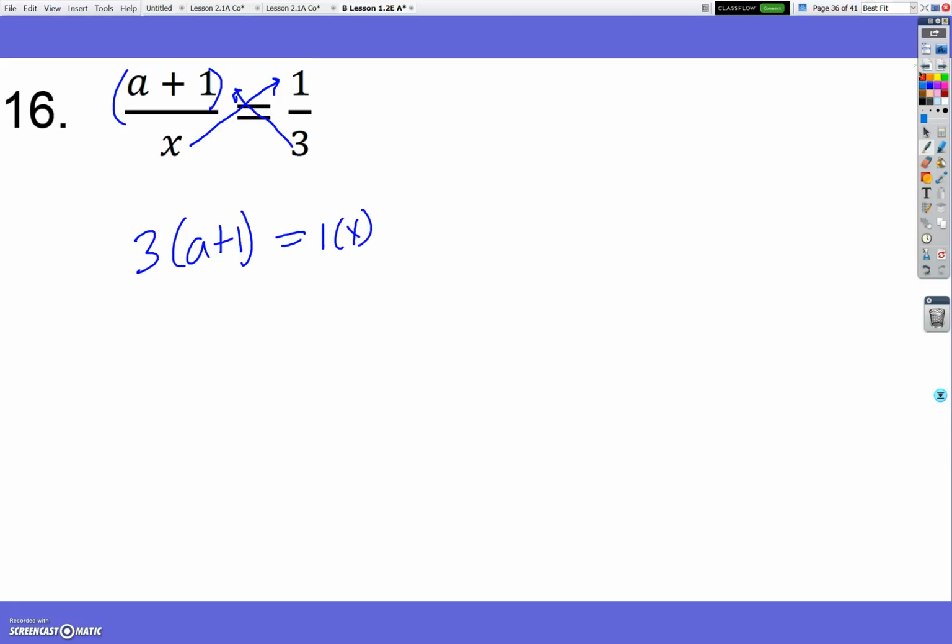And essentially why that works is here, if I multiplied both sides by 3, these would cancel and I'd be left with 3 times a plus 1. Then in green, I would need to multiply both sides by x to have these cancel, multiply this side by x. If it's easier for you to remember that you just cross multiply, go for it. Alright, now that x is on the numerator, it's all by itself, all I would do is distribute to get 3a plus 3. And that's your answer.